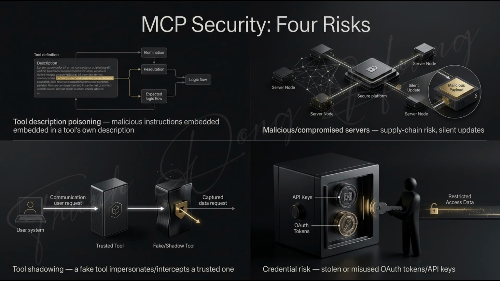4. Security risks. Bringing in third-party tools introduces real risk in 4 flavors. Tool description poisoning is prompt injection wearing a different hat. Malicious instructions embedded directly in a tool's own description, firing on every single session. Compromised or maliciously updated servers are a supply chain risk. Tool shadowing happens when a fake tool impersonates a trusted one and intercepts calls meant for it. And credential risk comes from agents holding real API keys or tokens that can be misused if tricked. The fixes are classic supply chain hygiene.